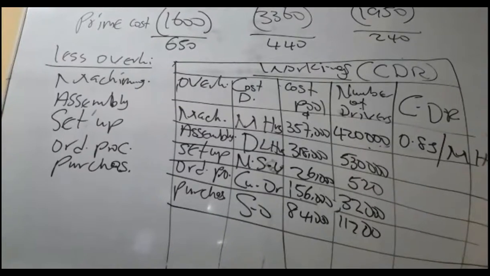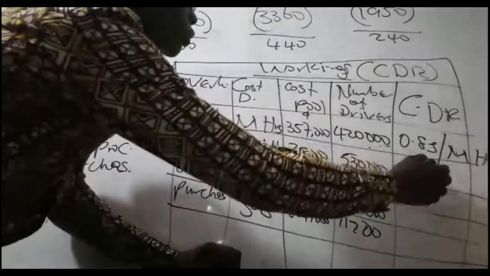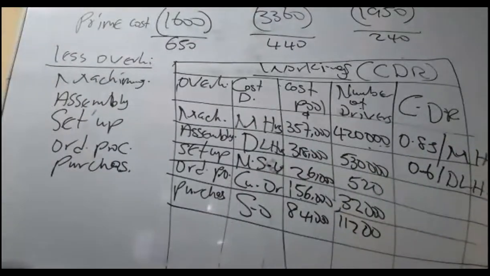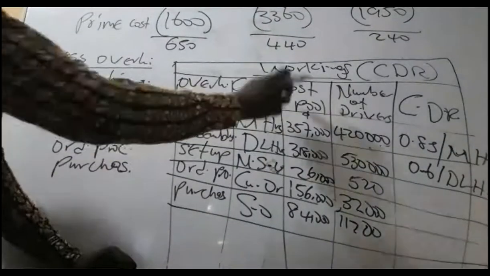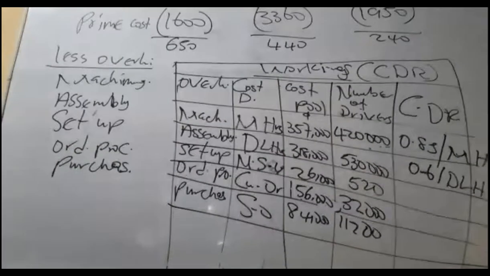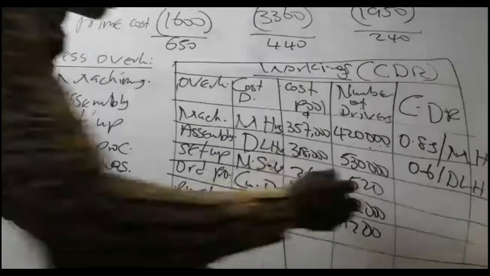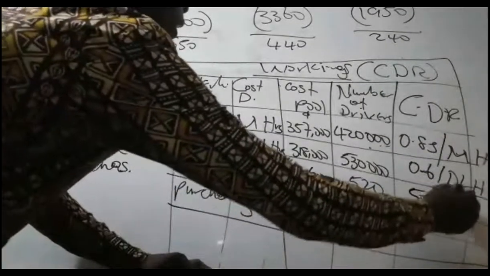Okay, so the next one is 0.6 per direct labor hour. So it's the cost pool divided by the number of drivers. Then go to setup. So 26,000 divided by 520. That will be 50 per setup.